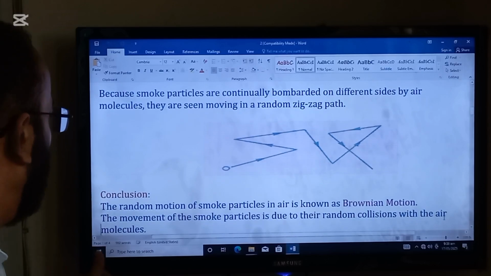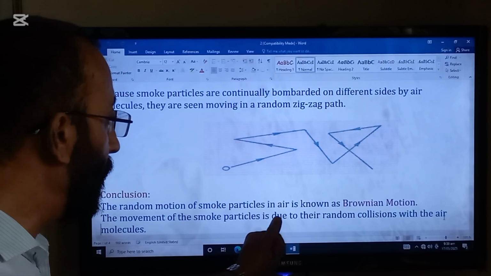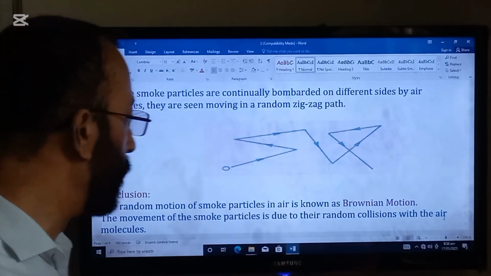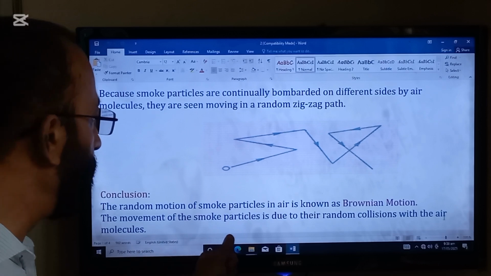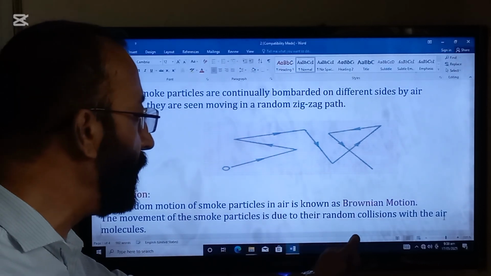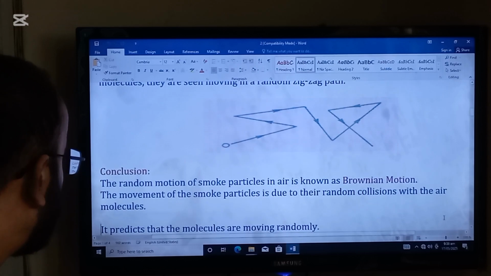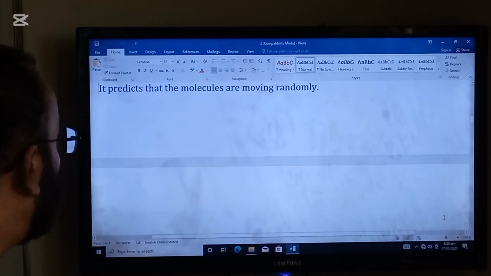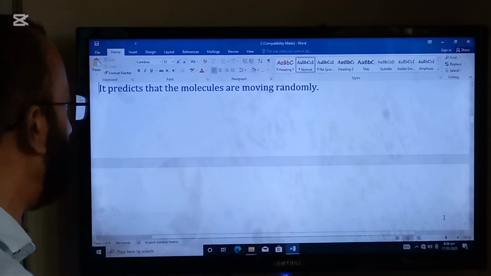Conclusion. The random motion of the smoke particles in air is known as Brownian motion. The movement of the smoke particles is due to their random collisions with the air molecules. It predicts that the molecules are moving randomly.